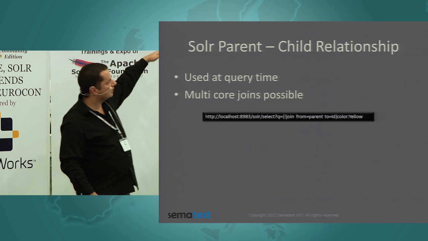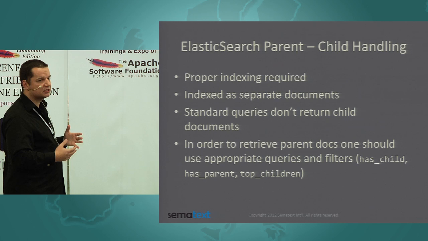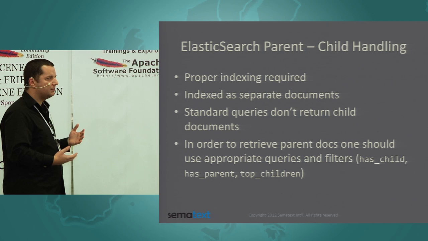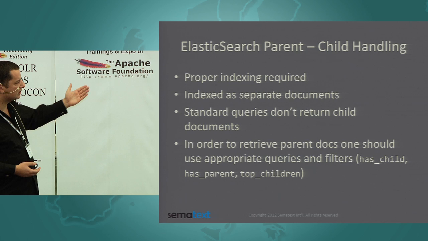In Elasticsearch, you are forced to properly index those documents. So you have the parent document, and all the child documents need to point to that particular parent. And of course, similar to the nested documents functionality, standard queries don't return them. In order to retrieve child or parent documents, you have to use, for example, has child, has parent, top children queries. That's all.